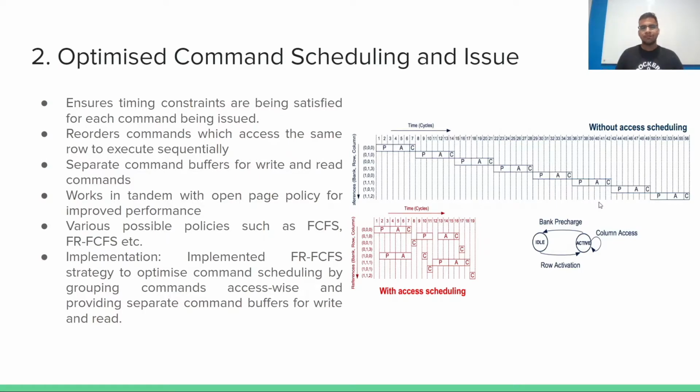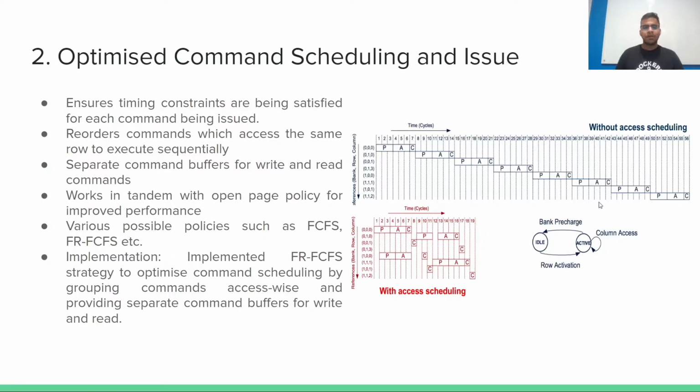Some of the common policies for scheduling are FCFS and FRFCFS, or first come first serve and first ready first come first serve. In first come first serve, the oldest command is serviced first, whereas in first ready first come first serve policy, we build on this by laying down two requirements for the commands to be serviced. First, the requests with row hits are serviced, followed by requests which are the oldest. This helps us exploit row buffer locality, working in tandem with the open page policy for reduced access time.